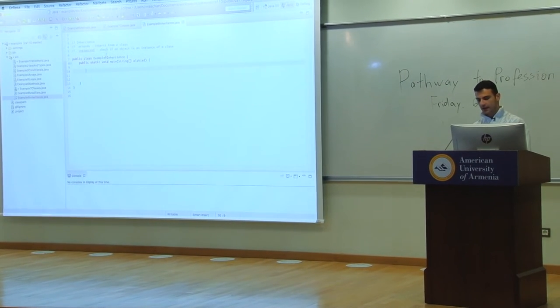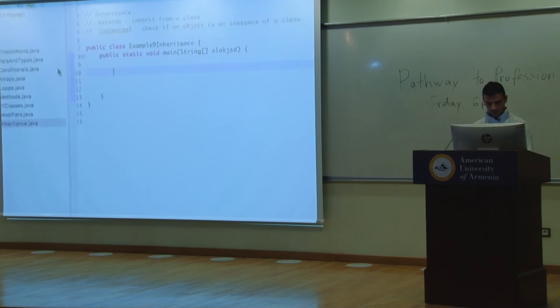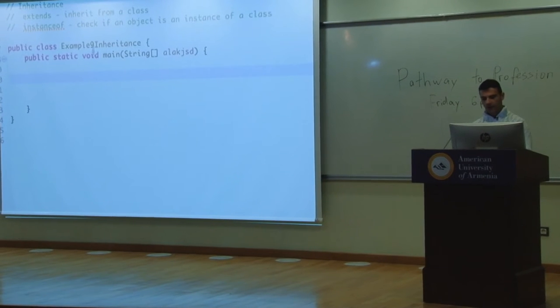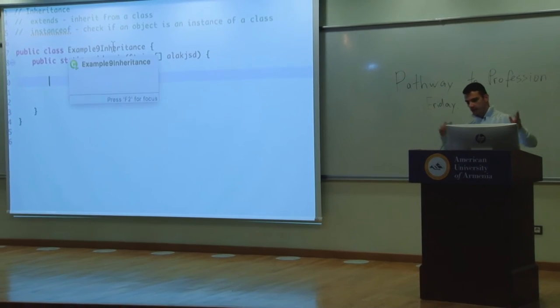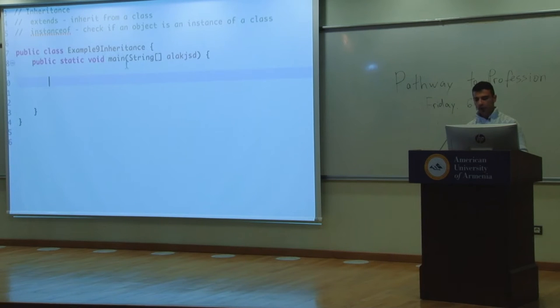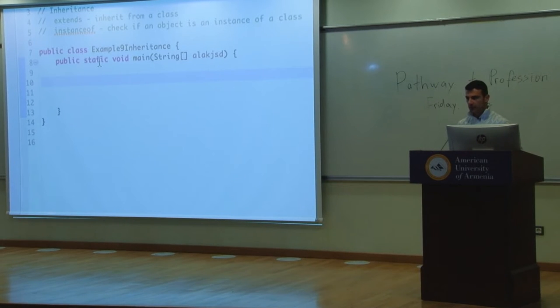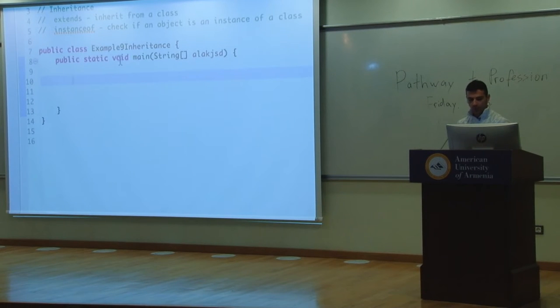So I need to create a class. Wait, hang on, let me zoom in. I need to create a class, call it something, it doesn't matter. I need the driver, the first function that will get called in order to run my application. It begins with public static void main. Public because it's a public method, static because it belongs to the class and not the instance, void because it returns nothing, main is the name, and this is the argument. It takes an array of text.